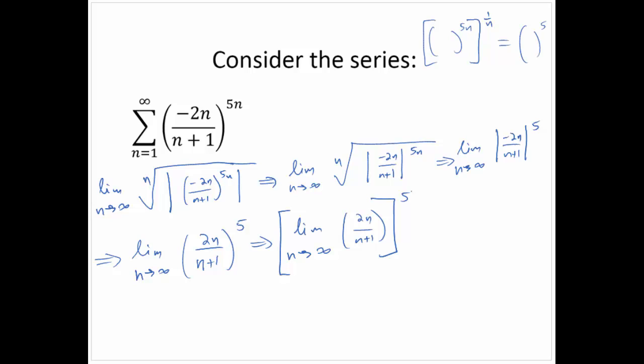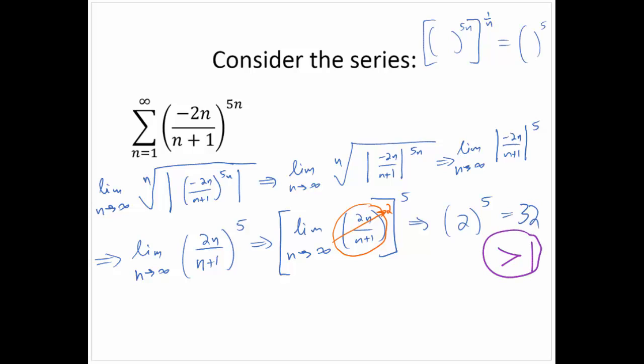On the inside, the limit as n approaches infinity of 2n over n plus 1, if you apply L'Hopital's rule or whichever technique you want, you should notice that this whole thing approaches 2. And so this approaches 2 to the 5th power, which is 32. And that is greater than 1.